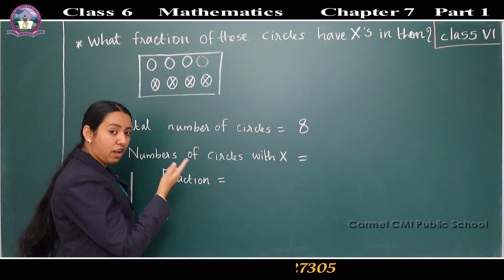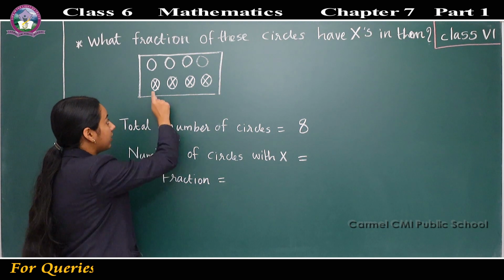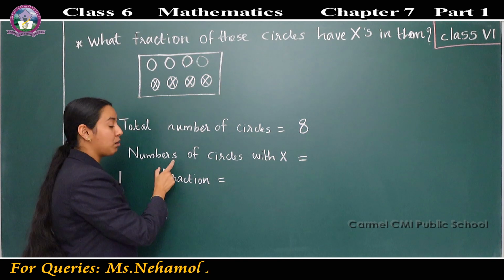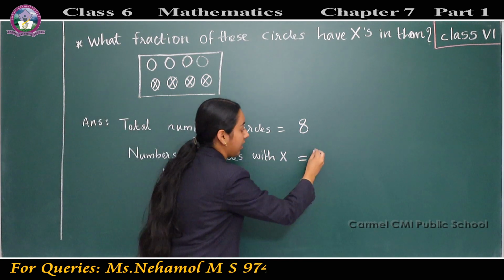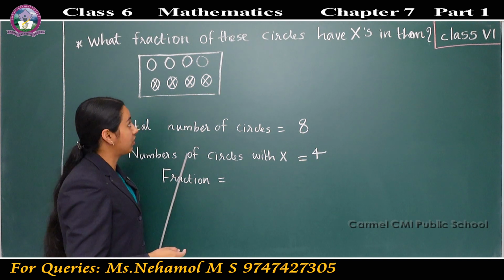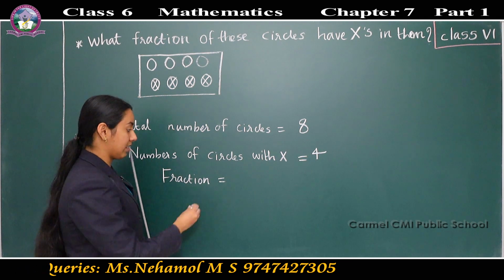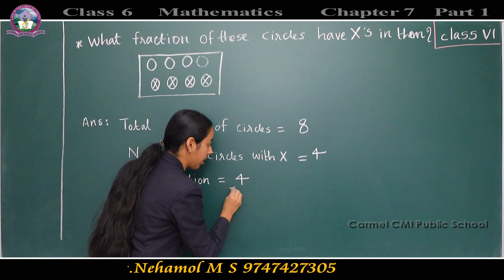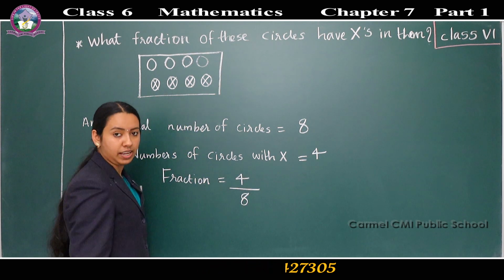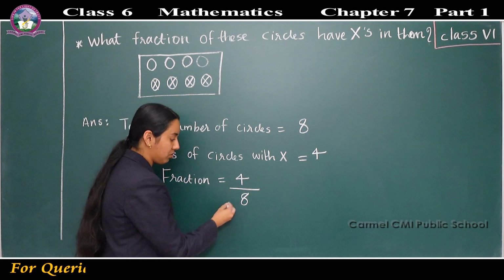Then next we have to find the number of circles with the x. How many circles are there? 1, 2, 3, 4. So the number of circles with x is 4. Now we have to find the fraction. Fraction means fraction of circles with the x. That means 4 out of 8. 4 by 8.